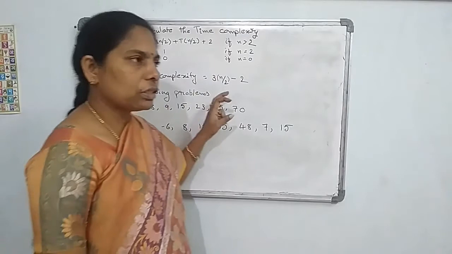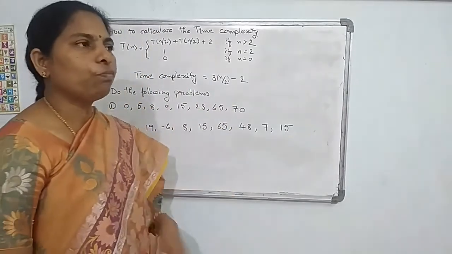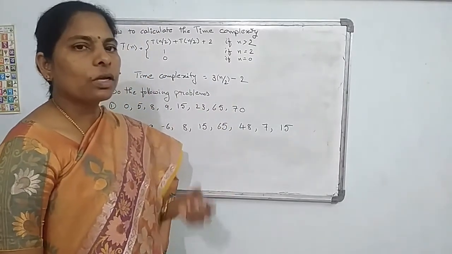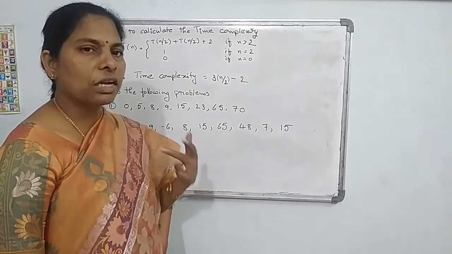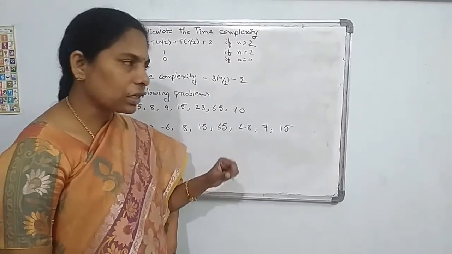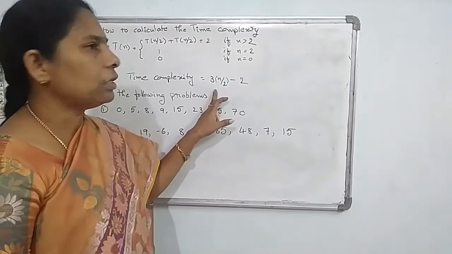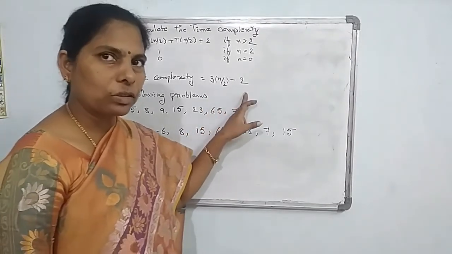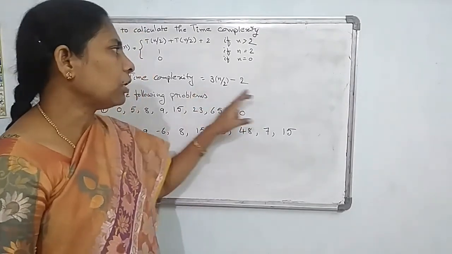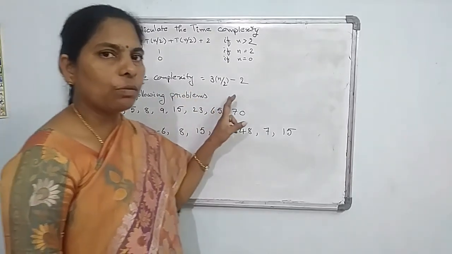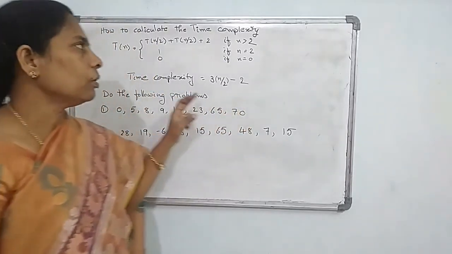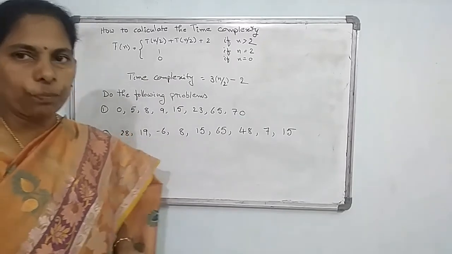Now we will represent the time complexity of the algorithm depending on the best case, worst case and average case. So within that case, the time complexity comes to 3 into n by 2 minus 2. So this is the total time complexity of the maximum and minimum algorithm. So that is the process of maximum and minimum.